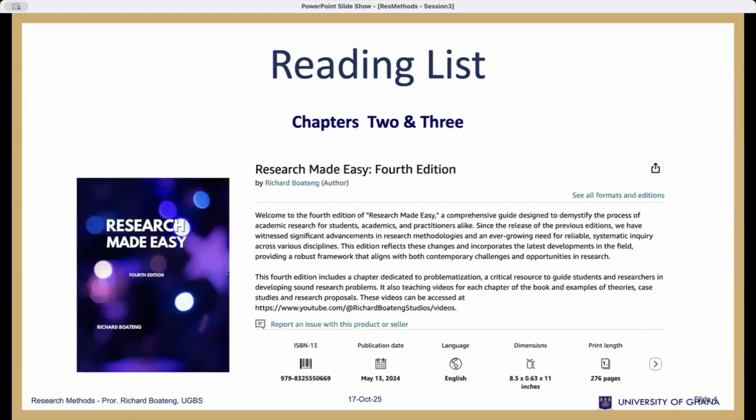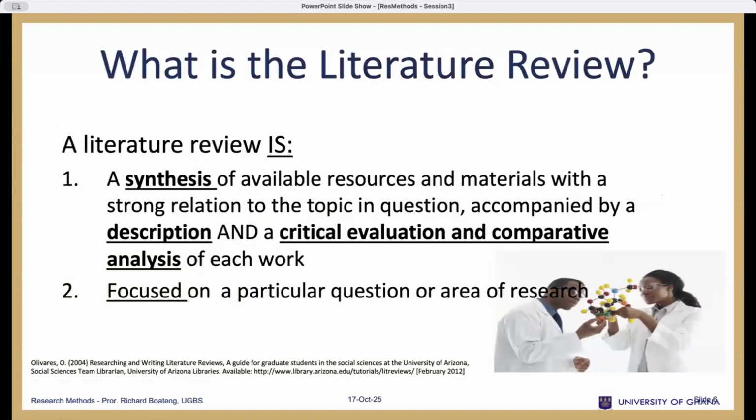Okay, so let's go straight. We are looking at chapters 2 and 3 of the Research Made Easy book. You can pick one from the bookshop. I think they have been doing some sales on the book for about 10%, so you can quickly pick one before it runs out. Okay, topic 1.